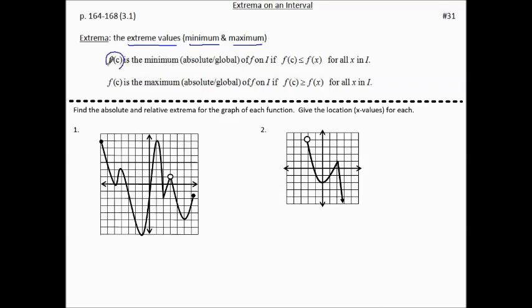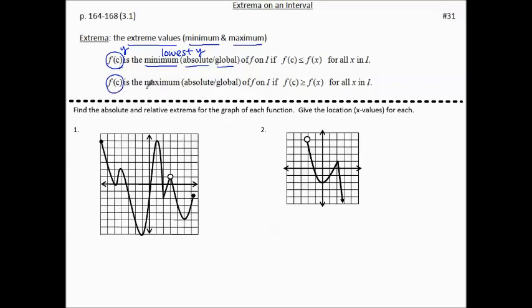f of c, notice f, that's a y value, is the minimum, can be described as absolute or global minimum of a function f on an interval I if f of c is less than or equal to f of x, meaning that y value is less than or equal to all other y values for all x in the interval. Basically, just think of the lowest y value in the function.